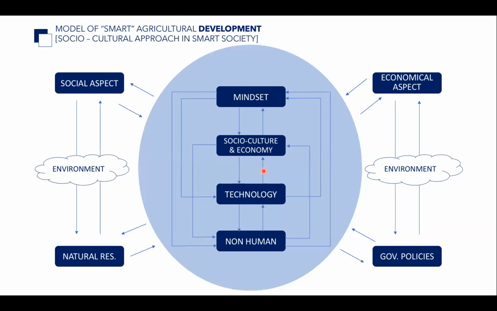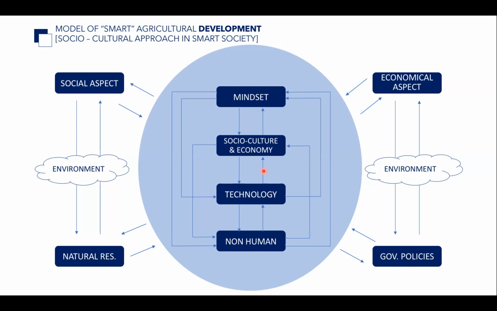And also to consider, if we develop smart agriculture, it's not only about technology, for example drones, or automation in tractors, or in other activities, both indoor and outdoor. But the first thing is mindset. We have to know, once again, the culture of our farmers, the culture of our society, their mindset related to agriculture.